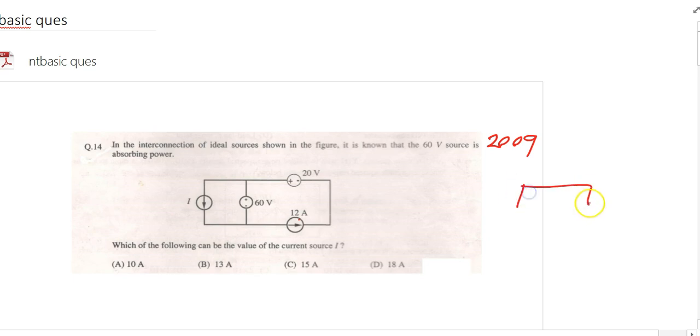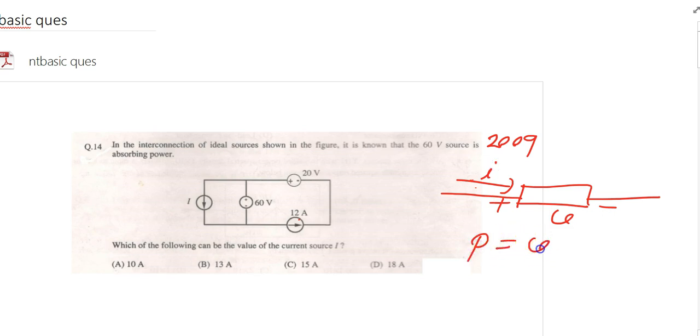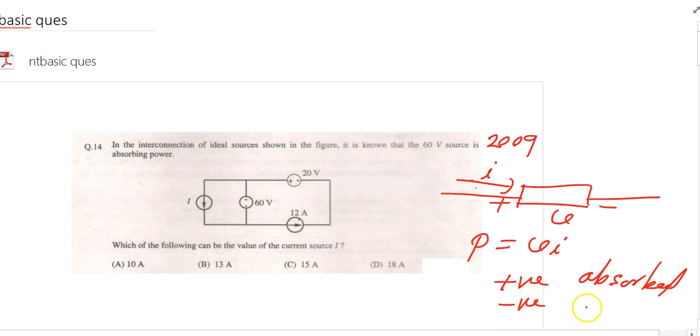From the power conventions, we know for any element, this is the positive voltage and this is the positive current. So P is calculated as V into I. If P is positive, power is absorbed. If P is negative, power is delivered. So in which case will P be negative? If the current is minus I, then V into I will be negative.